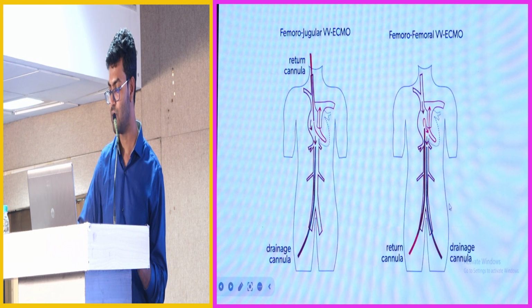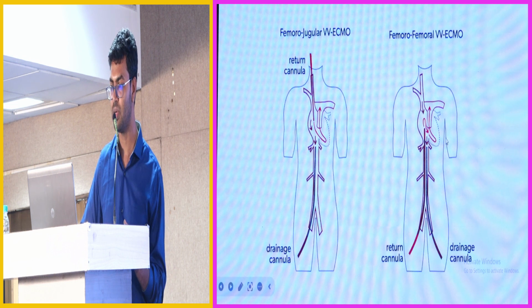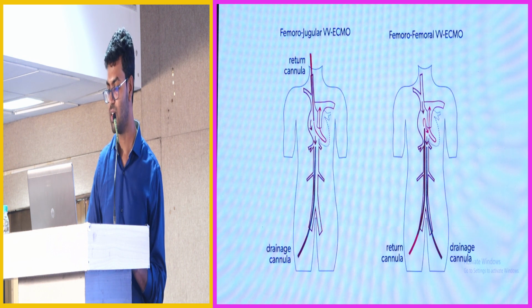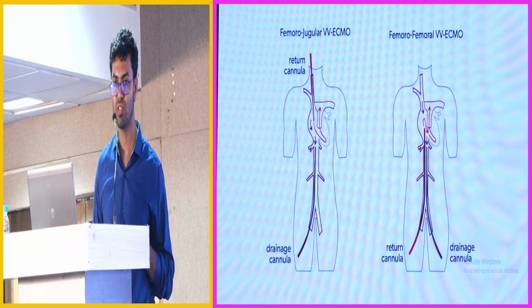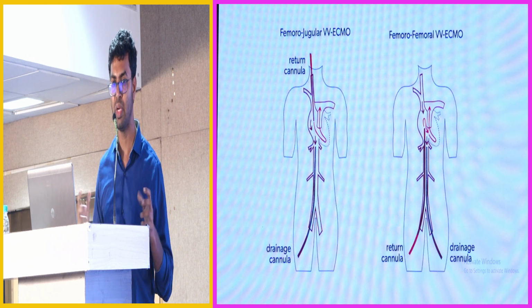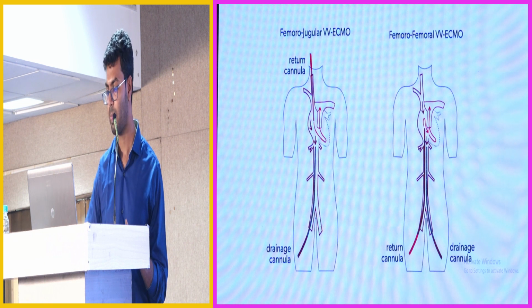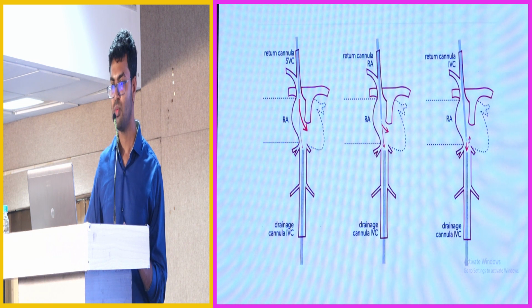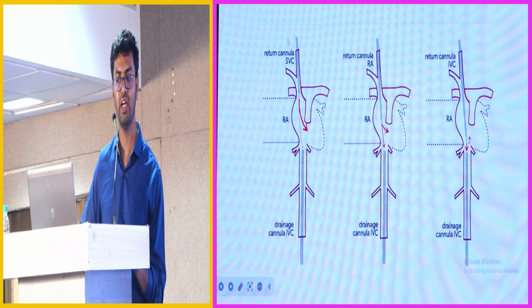This is also okay, but the two cannulas should be within the IVC and they should be apart. Usually we don't like this configuration because it will be very uncomfortable for the patient to walk and do physiotherapy if you have two big cannulas in the femoral veins. So what is recirculation?